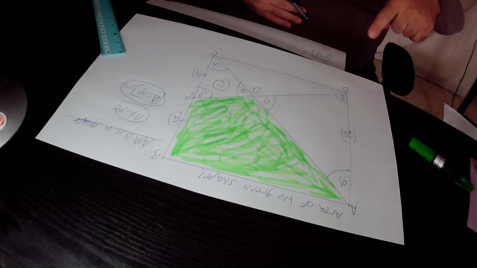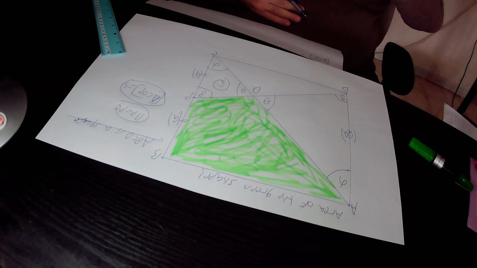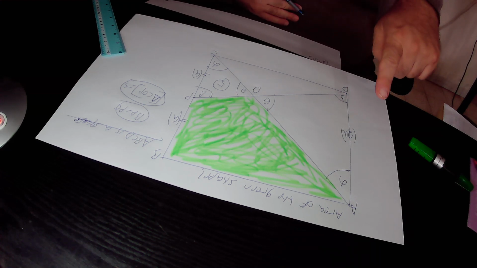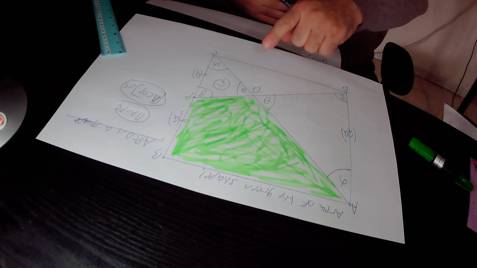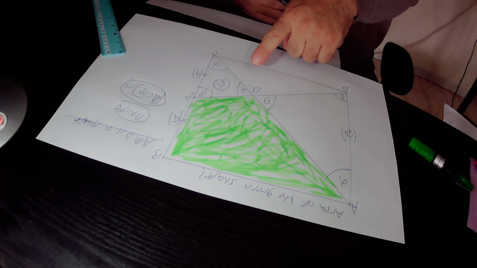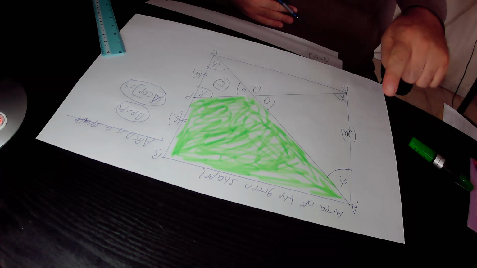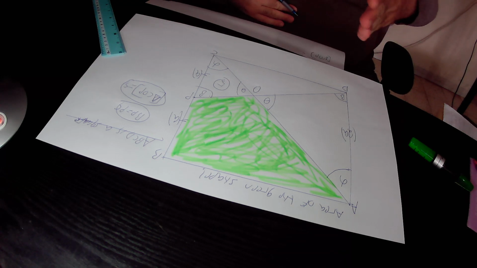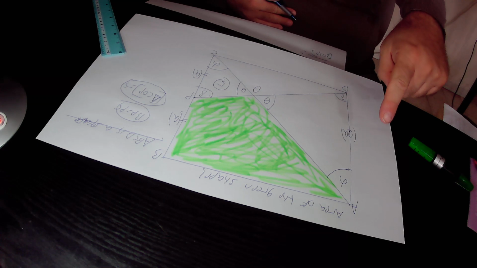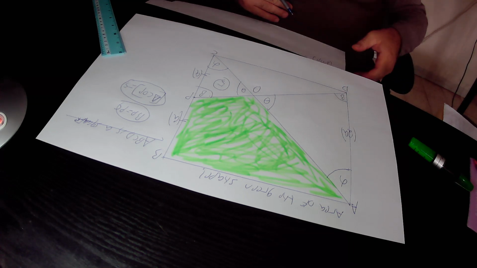Side AD is the corresponding side of side PC. Why is side AD the corresponding side of side PC? Because side AD is in front of angle theta, likewise side PC is also in front of angle theta. So side AD is the corresponding side of side PC. The square of the ratio of those two corresponding sides is of course AD over PC squared.